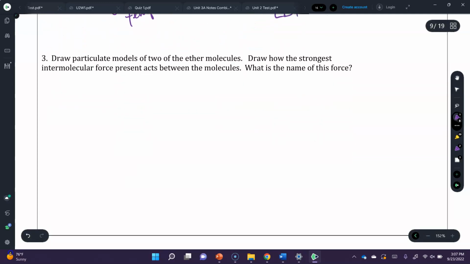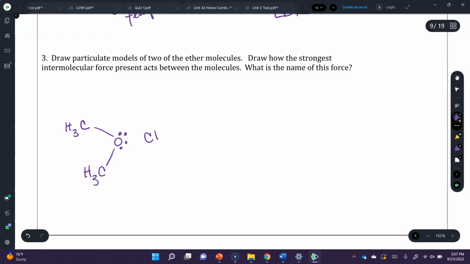Okay, continuing on, draw the particulate models of two ether molecules. Draw how the strongest intermolecular force acts between the molecules. What is the name of this? So we would draw each one, and try and make sure you're drawing it bent so you can actually show the interactions. That's one of the key parts.